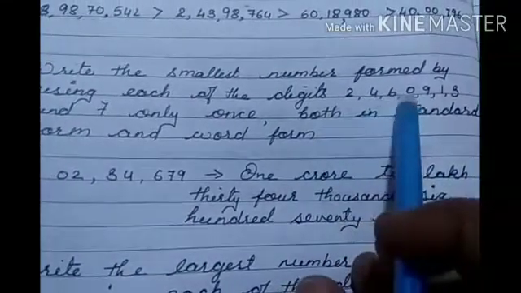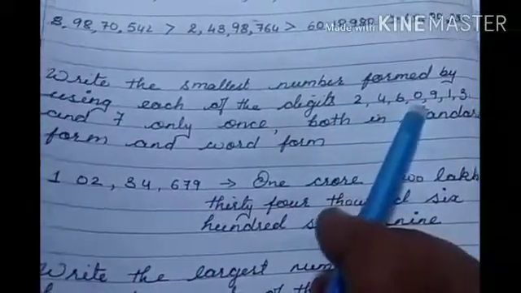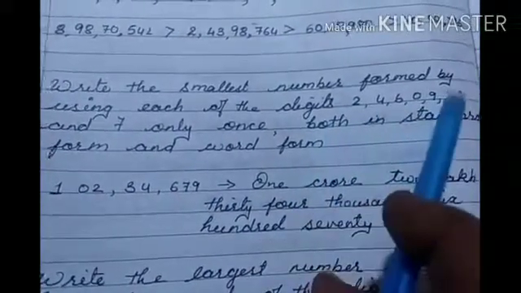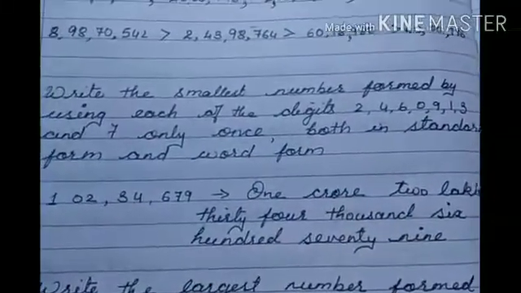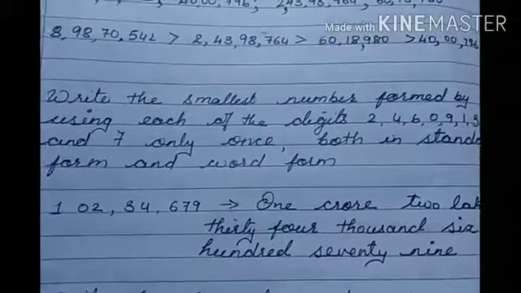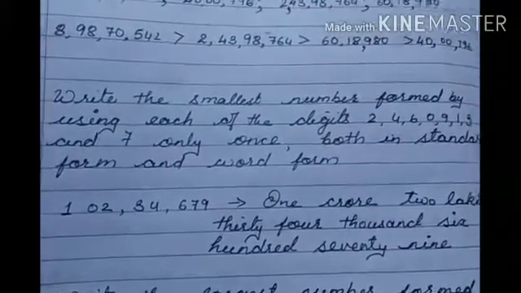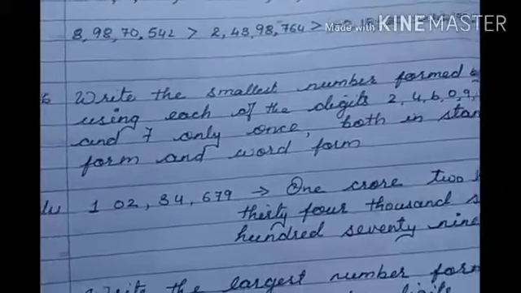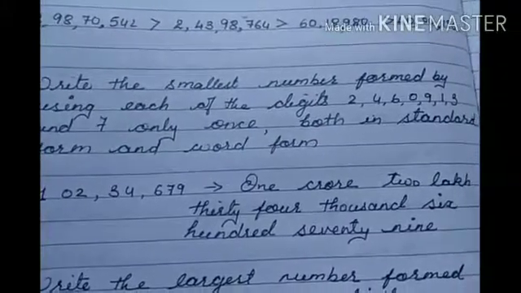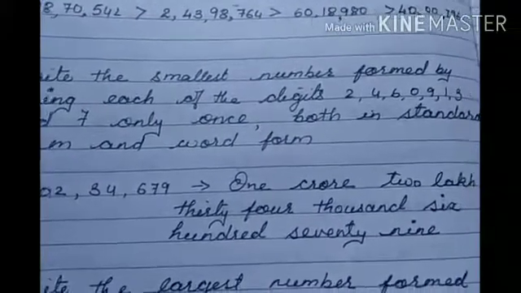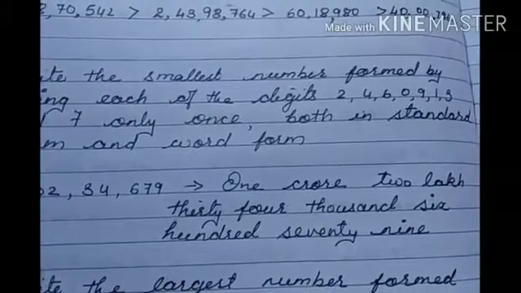There are 2, 4, 6, 0, 9, 1, 3 and 7. So the smallest number is 0. Then after it is 1, then 2, then 3, 4, 6, 7 and 9. But we never start the number from 0, because 0 doesn't have any value when it is written before any number. So never start the number from 0, but start from the digit greater than 0. That is 1, and after the 1 we use the 0.